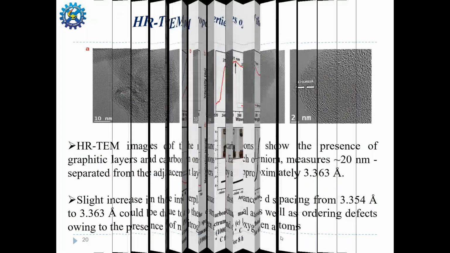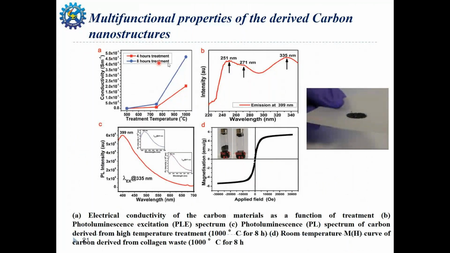And these are the multifunctional properties of these carbon nanostructures. They are electrically conducting and magnetically active. They have ferromagnetic impurities, therefore there are certain magnetic effects. They are also photoluminescent materials. And the electrical conductivity is up to 4 × 10^-1 Siemens per meter, specifically for the high temperature treated carbon.